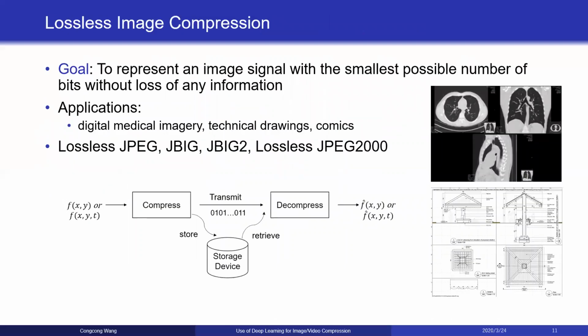Image compression can be grouped into two classes: lossless and lossy. Lossless means that after compression and decompression, we can get the signal back without loss. These techniques are mostly used in applications such as medical imaging and technical drawing, where image quality is very important and they are very sensitive to artifacts caused by lossy compression. So how do we build a lossless system?